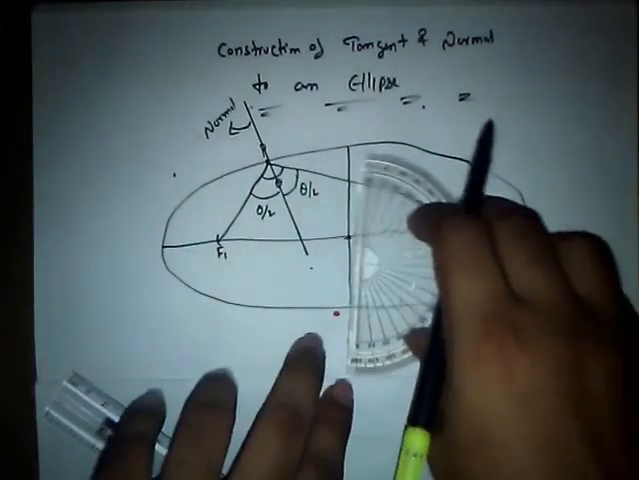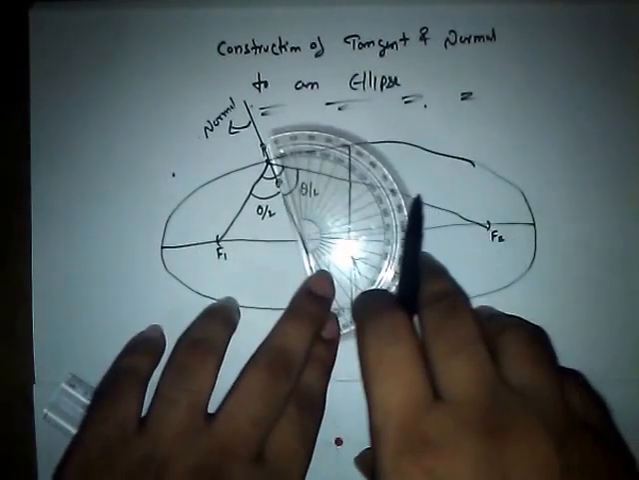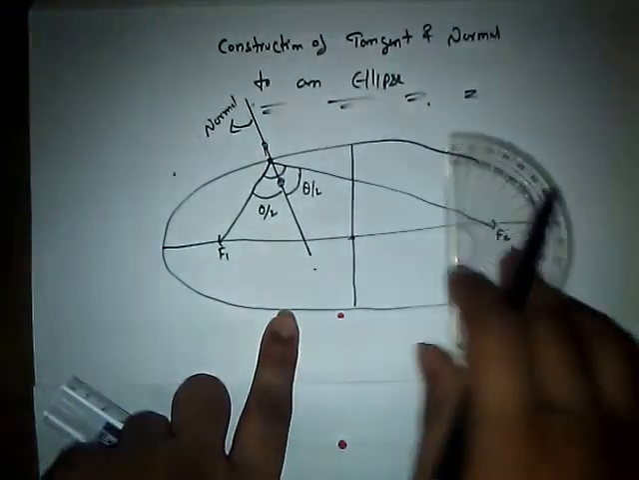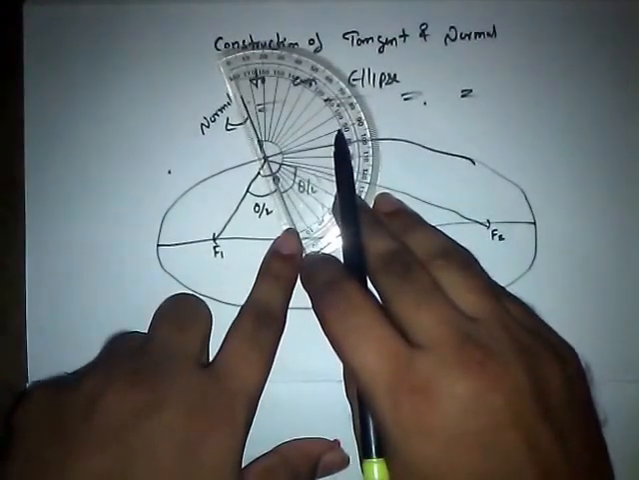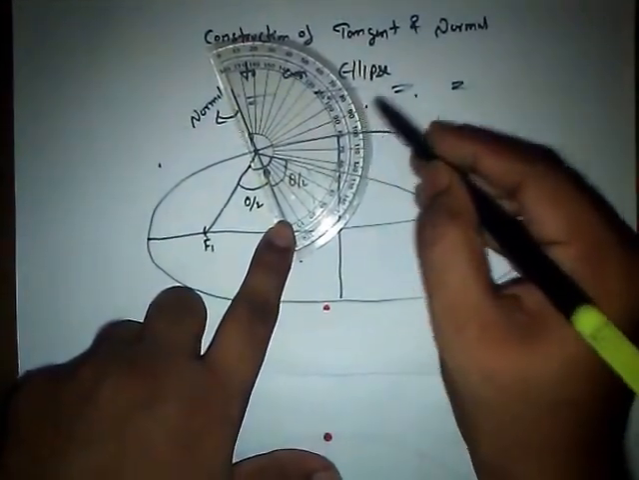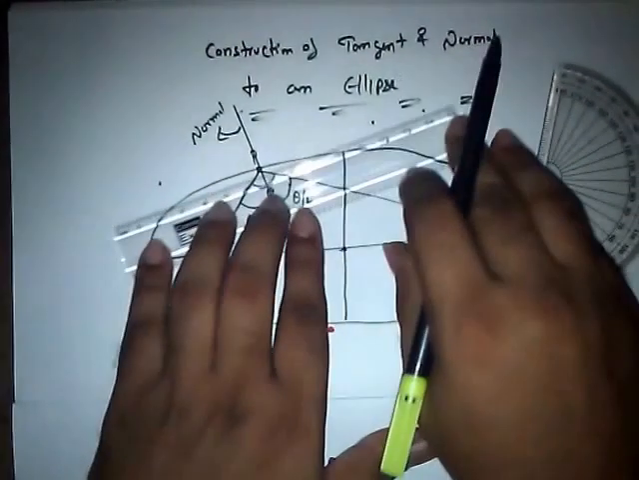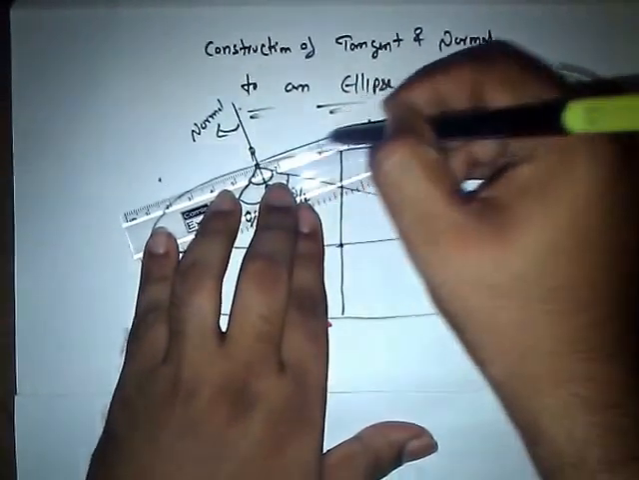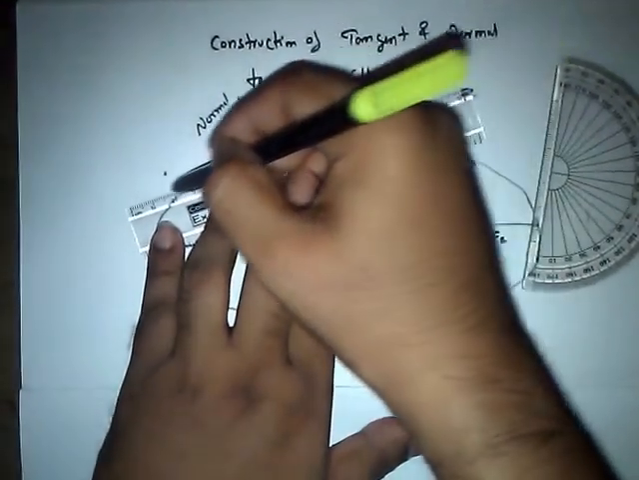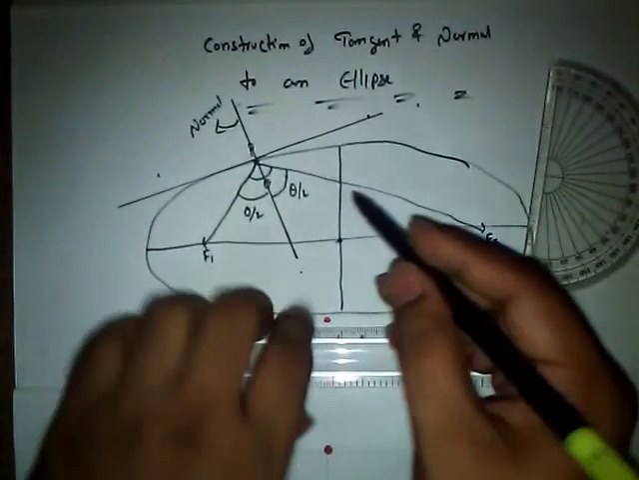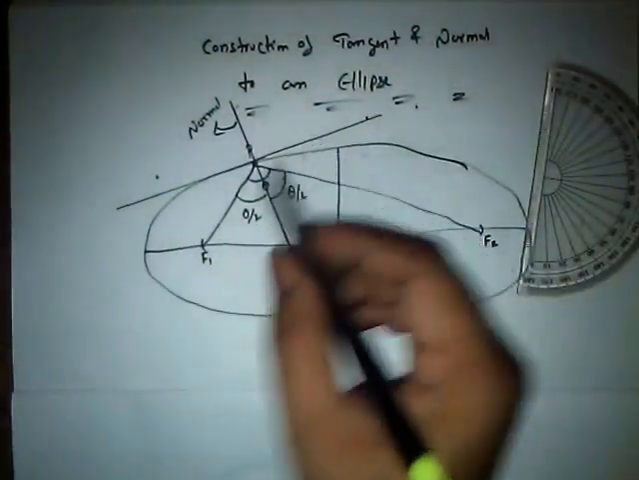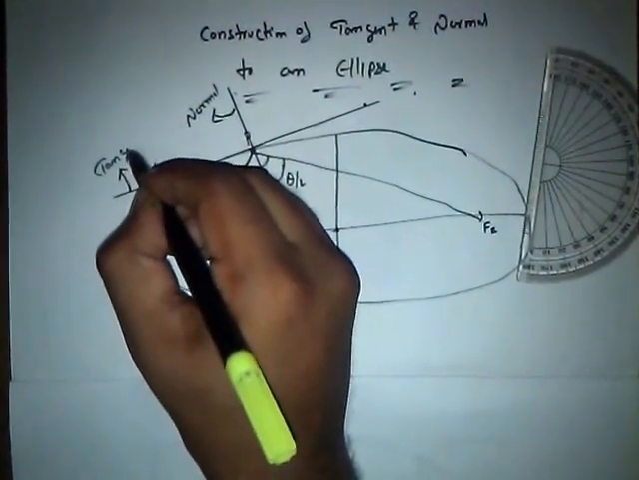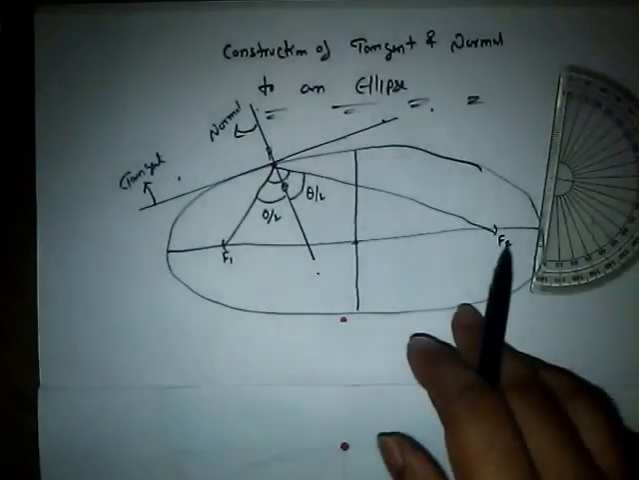Generally, the normal and tangent are perpendicular to each other, that is, at 90 degrees. So at this point P, keep the protractor, mark a point at 90 degrees, and join point P to the point that we have marked. We got the required line known as the tangent. The tangent is the line that touches the curve. So this is our tangent, and this is our normal.